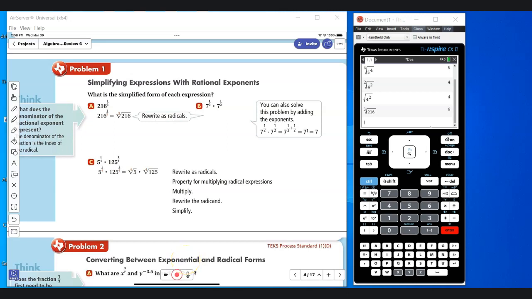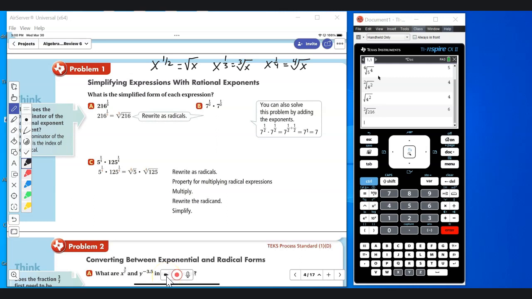We're going to be simplifying expressions with rational exponents, and what you need to understand is if you have x to the 1/2, or let's say you have x to the 1/3, or let's say you have x to the 1/4, those are just roots. So x to the 1/2 is the square root of x. X to the 1/3 is just the same thing as saying cube root of x. And x to the 1/4 is the same thing as saying the fourth root of x.